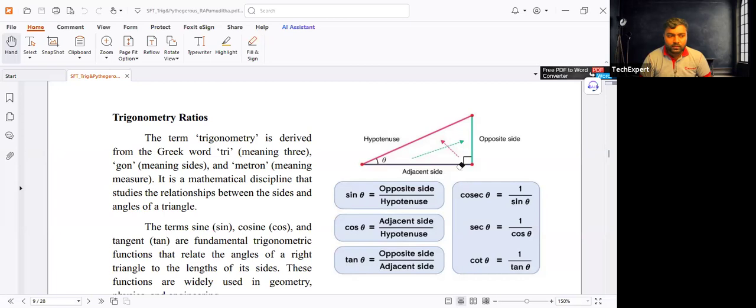To find this side, observe through the 90-degree angle. To find the side, observe through the 90-degree angle.